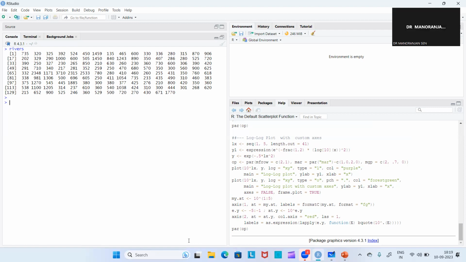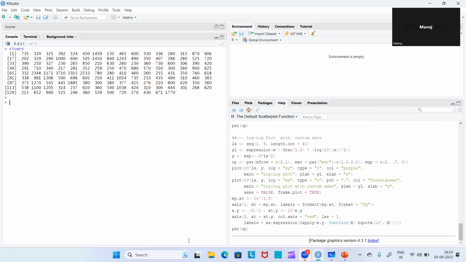Okay, sir, I have a query. Yes. How can we check kurtosis or skewness for checking the normality of this data? Manoranjan ji, I will show you. I'm just coming to that. For normality, you need to check skewness and kurtosis. Yeah, just pay attention.